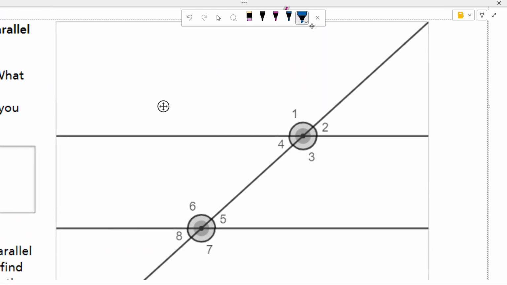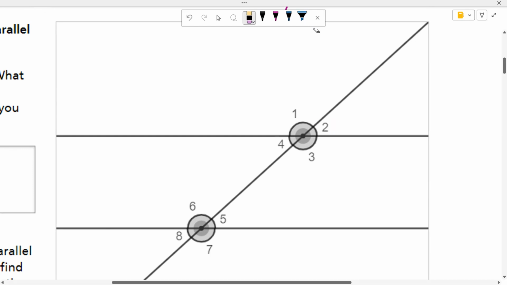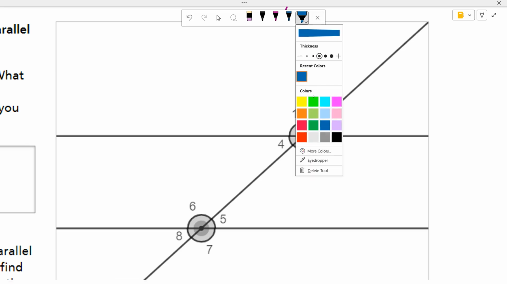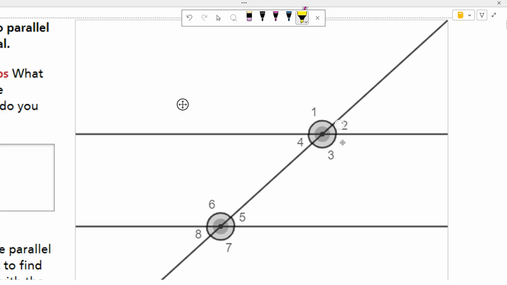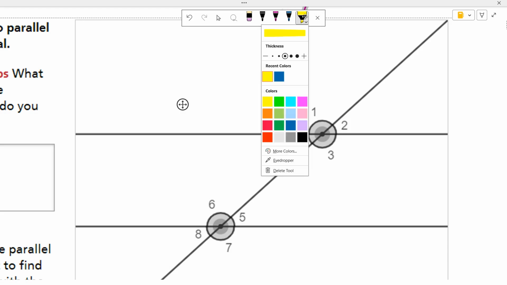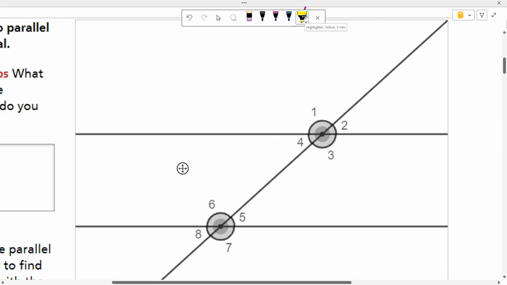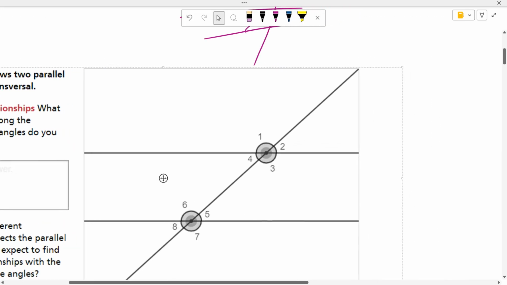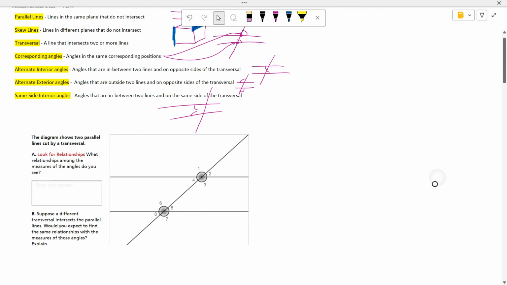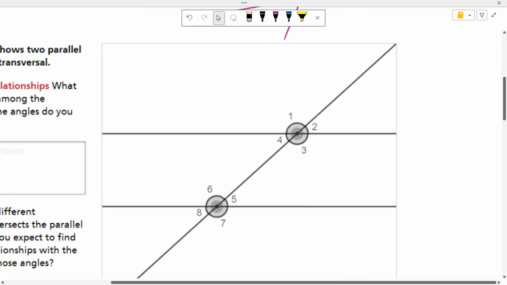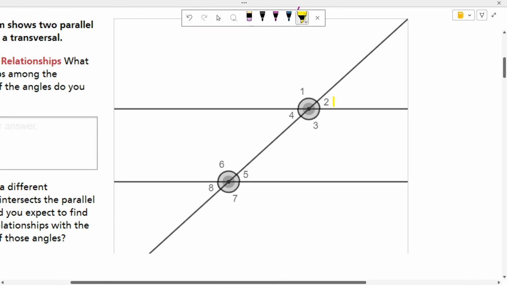So, what types of angles are two? Let me use a different color highlighter here. What types of angles are two? I don't want. So something's up here. All right, let's try this again.